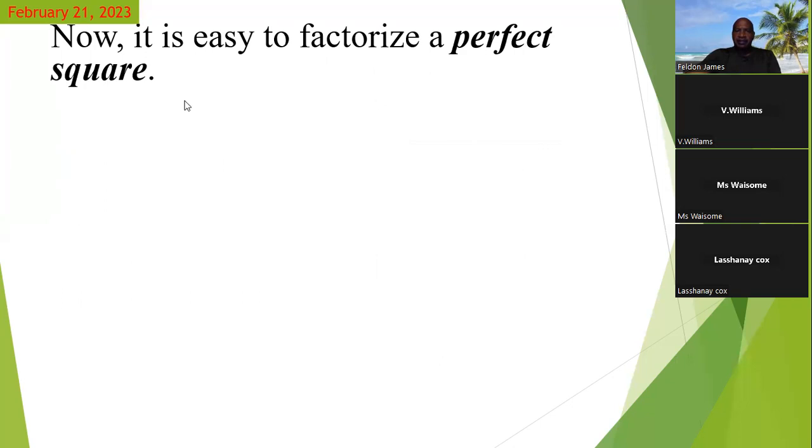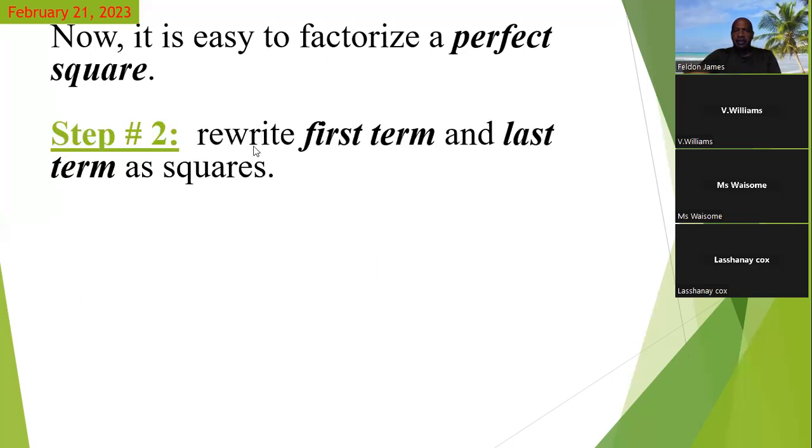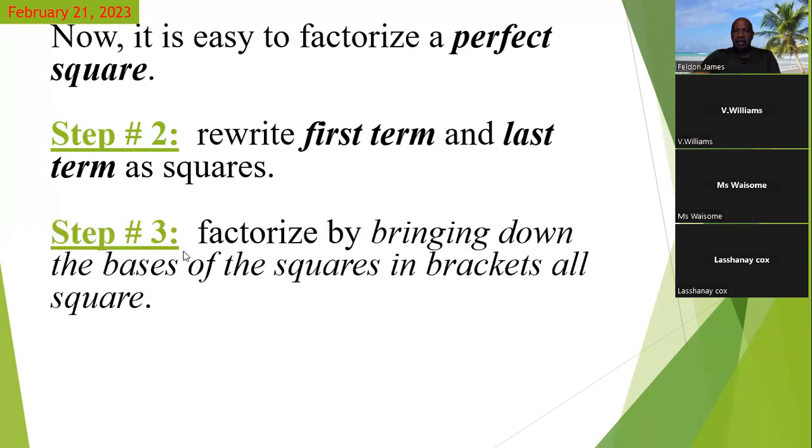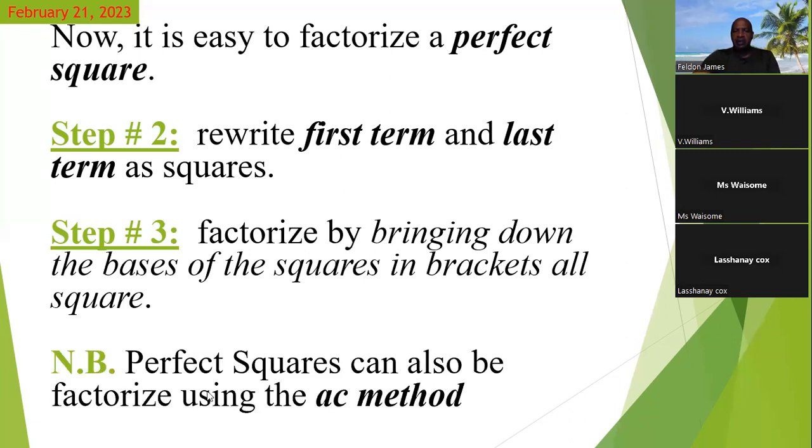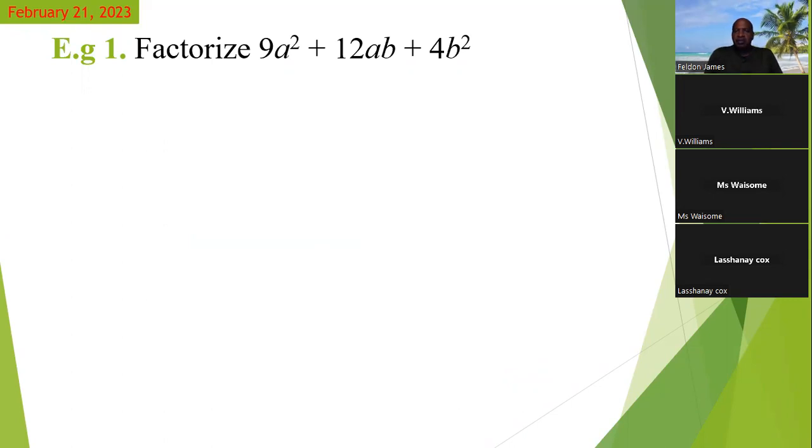Now, it is easy to factorize a perfect square because you just simply what? Rewrite the first term and last term as square terms. And step 3, then we factorize by bringing down the bases of the squares in brackets, and we square everything in the bracket. And so that is what we were looking at just now when I was illustrating how to factorize it. So a perfect square can also be factorized by the AC method, but we are not going to be focusing so much on the AC method today.